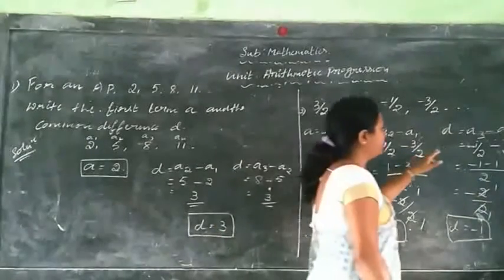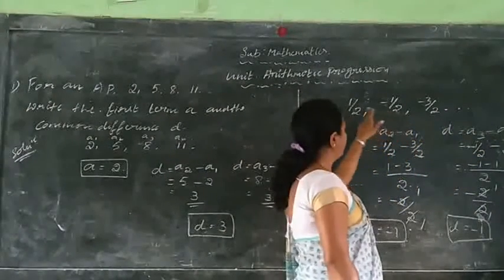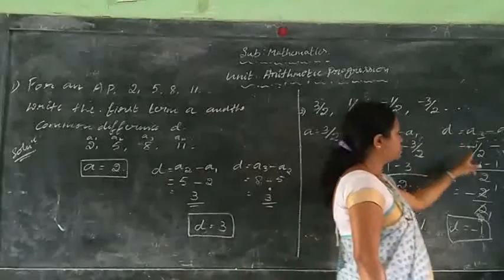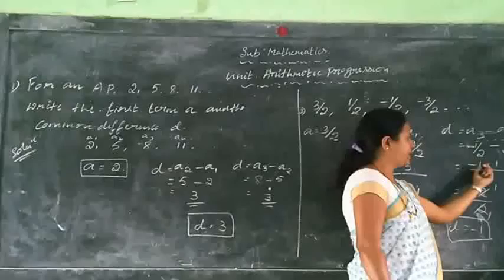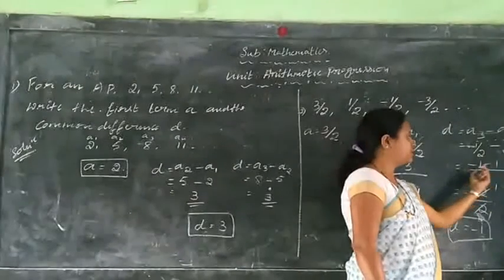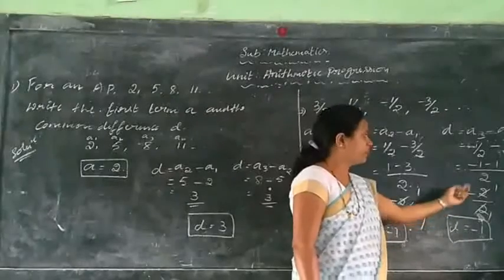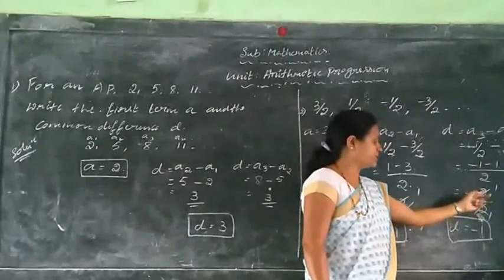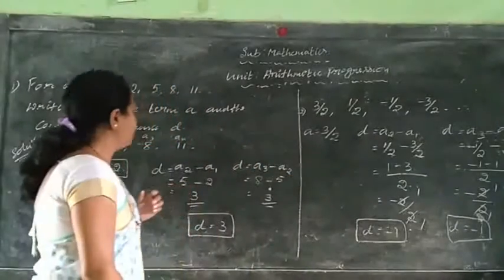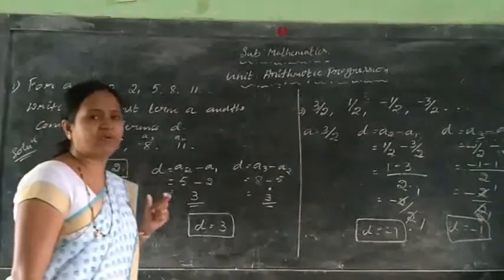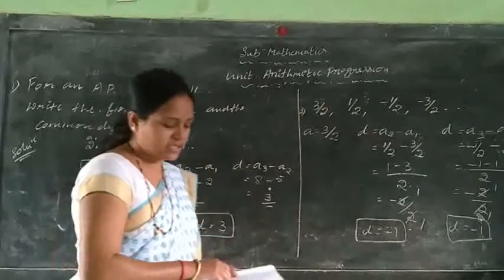In the same way, next one, A3 minus A2. A3 is minus 1 by 2 and A2 is 1 by 2. Here also the denominator is the same, 2, minus 1 and minus 1. As the sign is the same for both the numbers, we will write the same sign, that is 1 plus 1 is 2. When we cancel, we get the value d is equal to minus 1. Did you understand, children, how to find out the common difference in the first term? Okay. Then we will move on to the next.